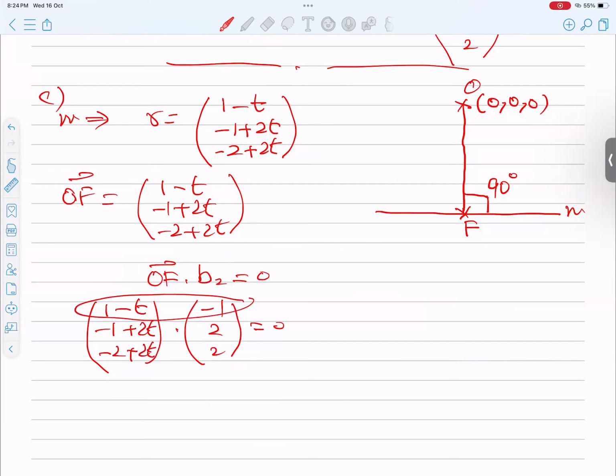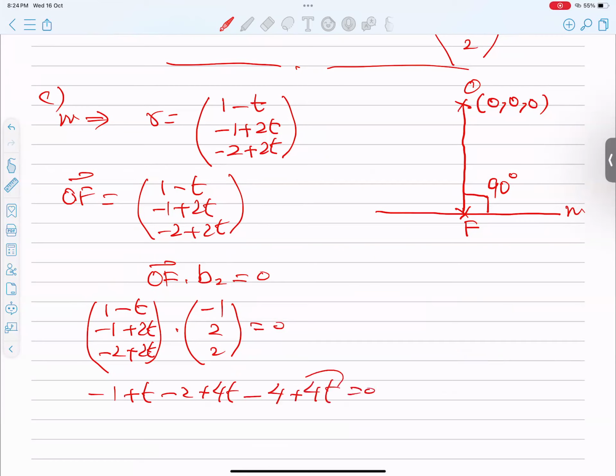And for the dot product, you know, corresponding positions multiply. So -1 into both values, I get -1 plus t, -2 plus 4t, and -4 plus 4t is equal to 0. 4 plus 4, 8, plus 1, 9. So I got a 7, and I got 7 on the other side. So t becomes 7 by 9. Let me recheck again. Yes, exactly correct.